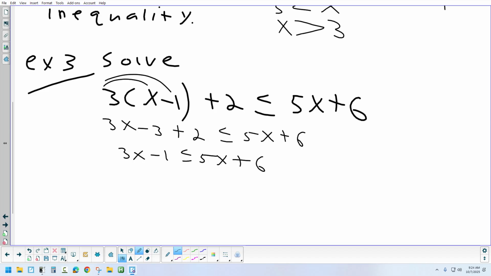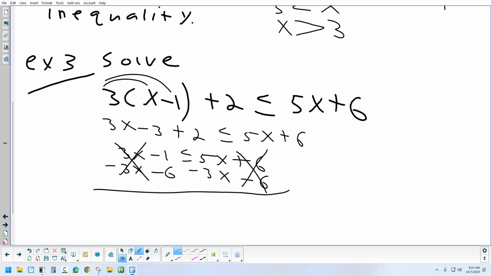All right. What would we do next? Minus 3x on both sides. So that takes care of that. And we could do something else at the same time. Subtract 6 from this one. Yeah, if we're going to put all the x's on the right, then let's put everything without an x on the other side. So now that's gone. What does that leave me with on the left side? Negative 7. Negative 7 is less than or equal to 2x.